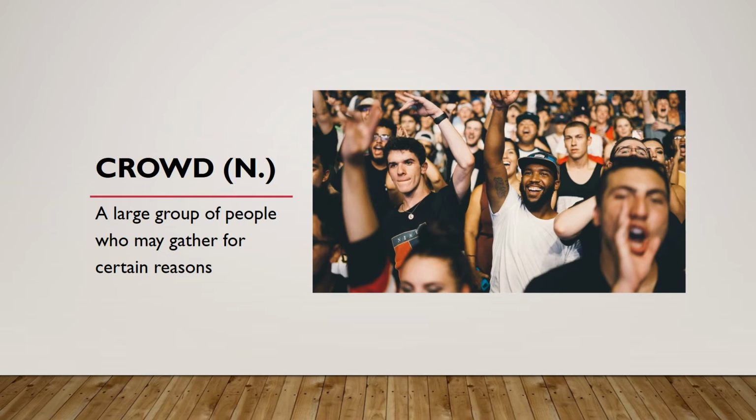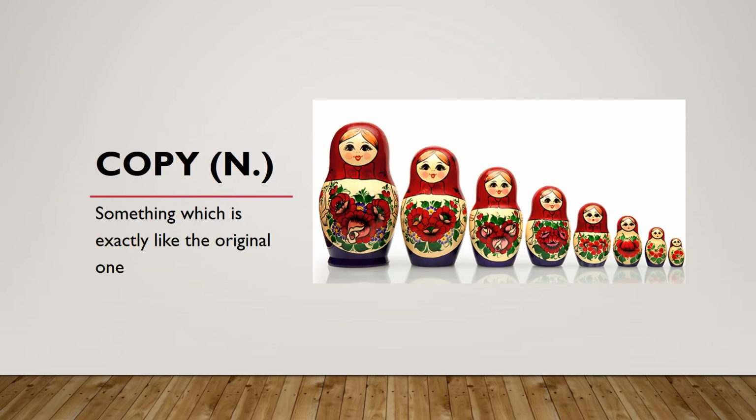Crowd. Crowd is a noun which means a large group of people who may gather for certain reasons. For example, in a concert or in demonstrations. Crowd. Copy. Copy is a noun which means something which is exactly like the original one. Copy.